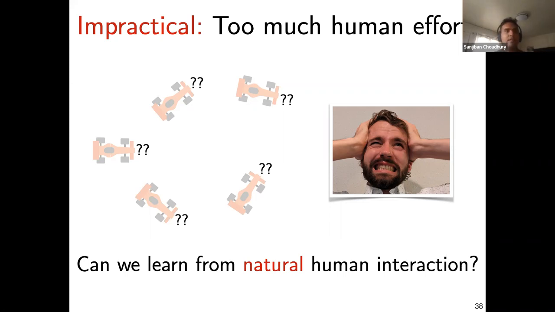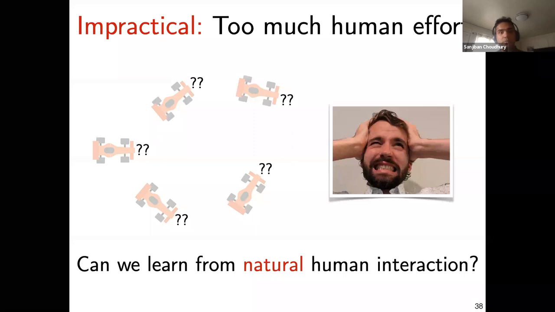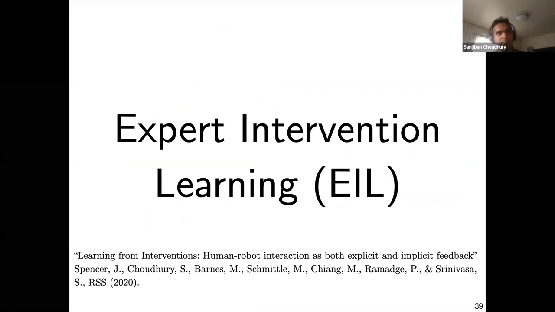I mean, imagine you had a self-driving truck that decided to go on the wrong side of the highway and ask you, hey, what should I do? This is going to be a pretty stressful experience for us all, right? So let's think about how we humans learn from natural human interactions. A much more natural way that we humans learn is from interventions. So I'm going to briefly talk about this paper, EEL, that talks about how to learn from human interventions while retaining some of the theoretical aspects of DAGGER, right?